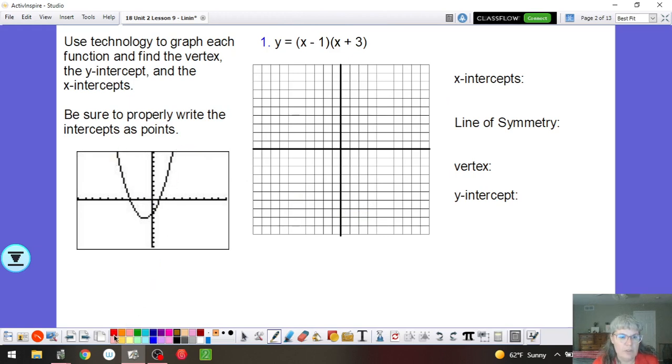And if we look at identifying the x-intercepts, x-intercepts are where we cross the x-axis. So we have one x-intercept at -3, or (-3, 0). And we have the other x-intercept at 1, or (1, 0).